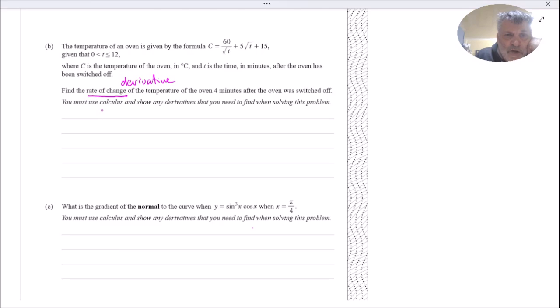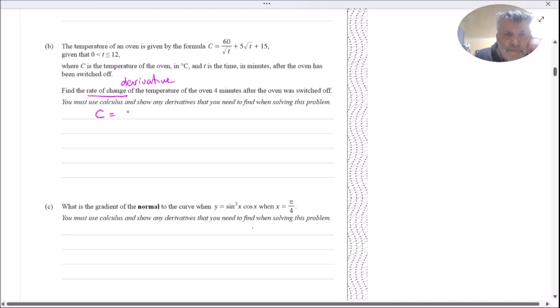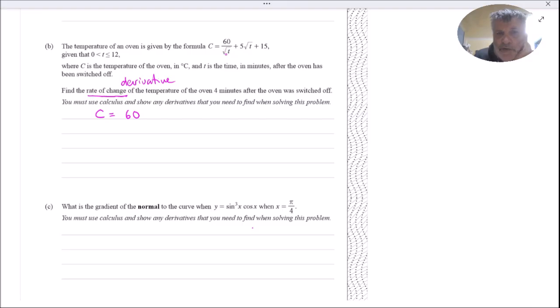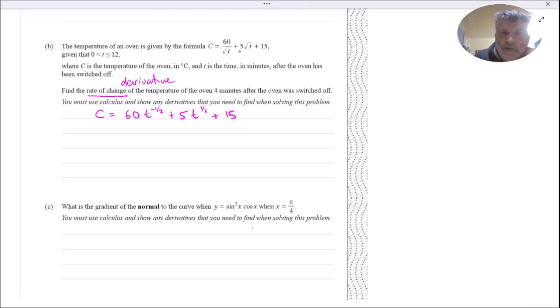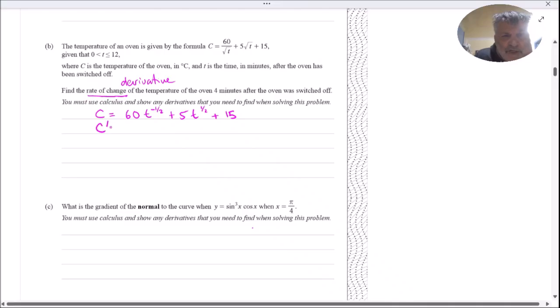It's useful, I think, to rewrite the function by rewriting everything as a power. So a square root is a power of a half, and when it's in the denominator, it gets a negative sign. So this is t to the power of minus a half. And plus 5, square root is a power of a half, and then plus 15. That means we can just use the power rule directly on each of these terms and get the derivative. So we've got this function here. We just want the rate of change. So we just differentiate this.